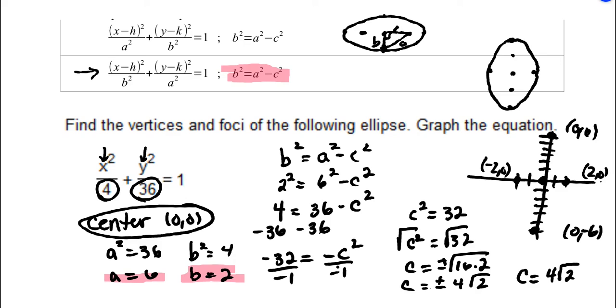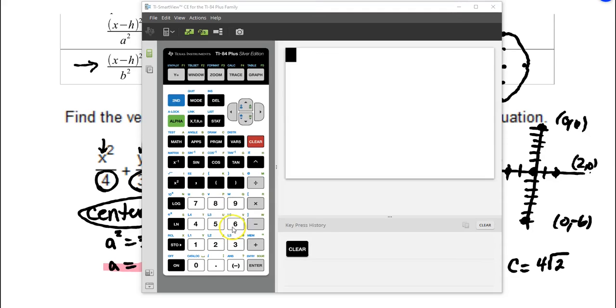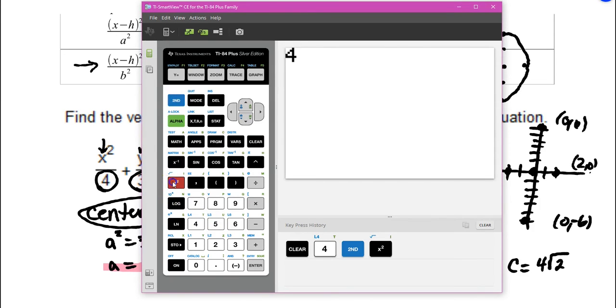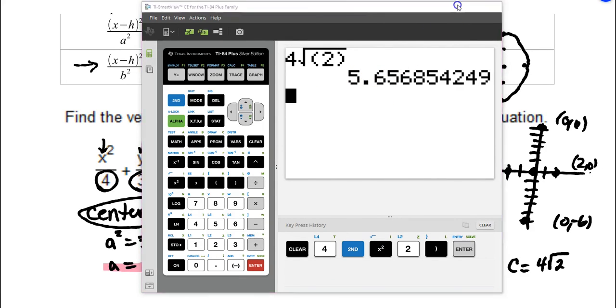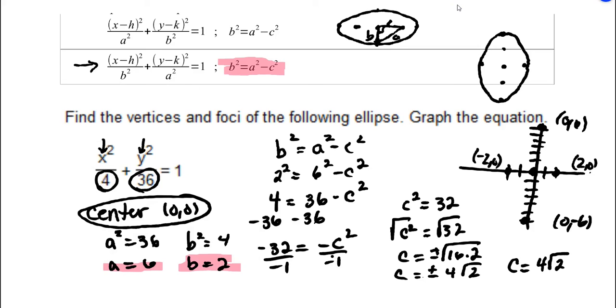And then we can find our foci by going up and down 4 square root of 2. Now let's use our calculator to figure out approximately what 4 square root of 2 is. So 4 square root of 2 is just a little bit more than 5.5. So I'll go up 5, 1, 2, 3, 4, 5, and a little bit more. That brings me to my foci. So that's (0, 4 square root of 2). And then I'll go down 5 and a little bit more to put me at (0, negative 4 square root of 2). And then I can sketch out with the vertices my ellipse.